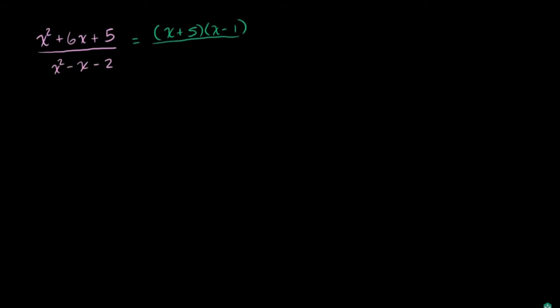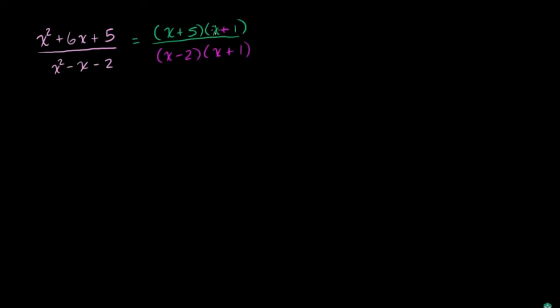And then our denominator, two numbers that multiply to negative 2 and add to negative 1. Negative 2 and positive 1 pop out of my head. This is a positive 1, right? x plus 5 times x plus 1, right? 1 times 5 is 5. 5x plus 1x is 6x. So here we have a positive 1 and a negative 2. So x minus 2 times x plus 1.